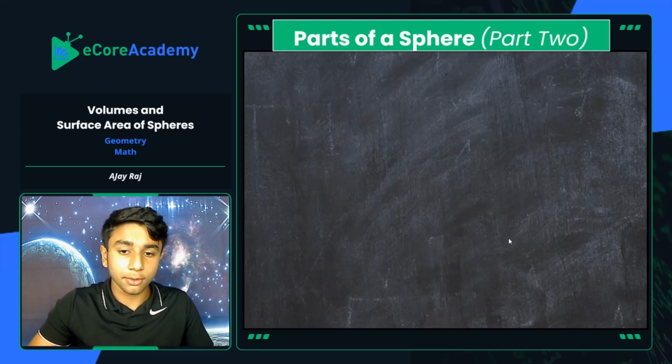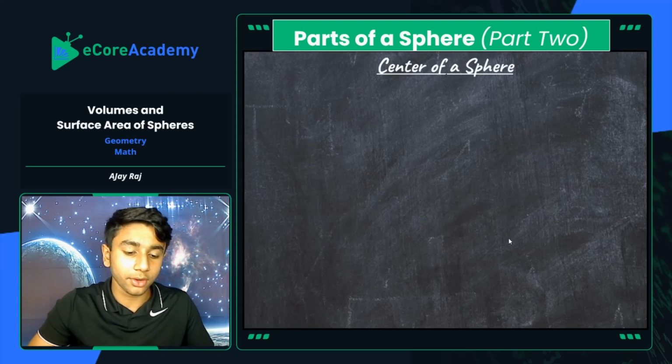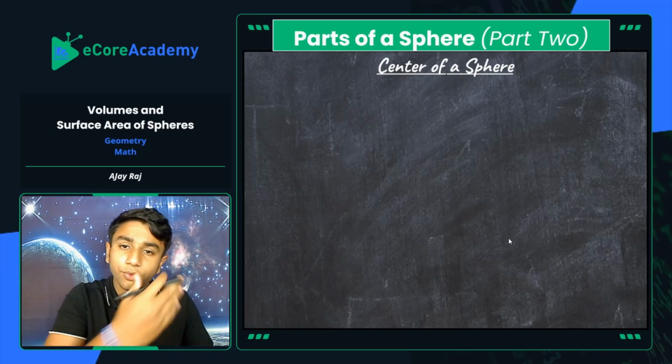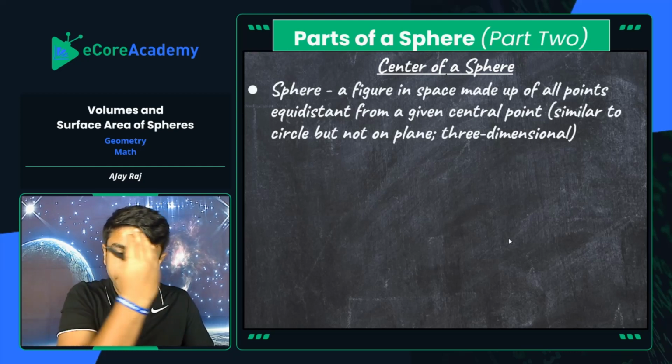Let's look at parts of a sphere, part 2. And now let's look at the center of a sphere. So let's look at what spheres are, and then let's identify the center and start building up off of there, and then get into the surface area and volume formulas. So the center of a sphere. Let's look at the sphere first before we actually identify the center.